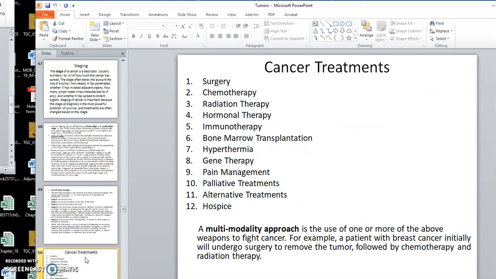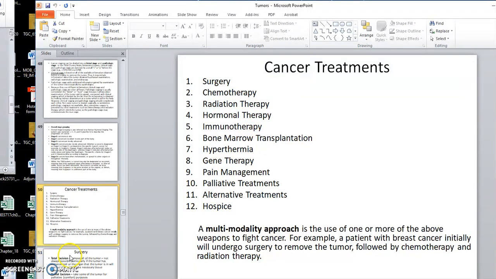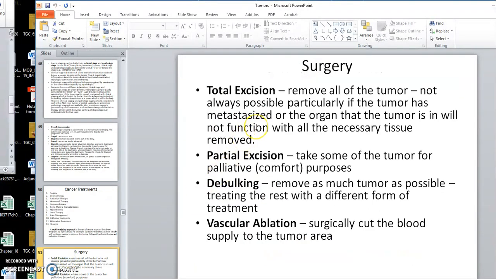What are some of the cancer treatments we have? Surgery, chemotherapy, radiation, hormonal. Most times it's a multi-approach. When it comes to surgery, you can do a total excision, a partial excision, debulking, vascular ablation. Okay, what does that mean? If you can take the whole thing out, you will.